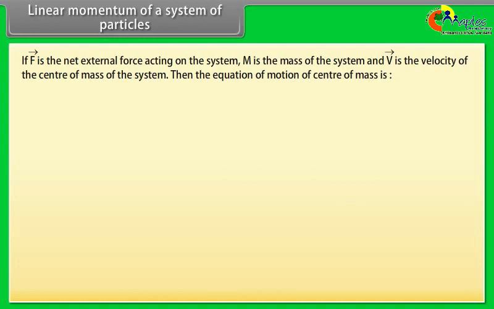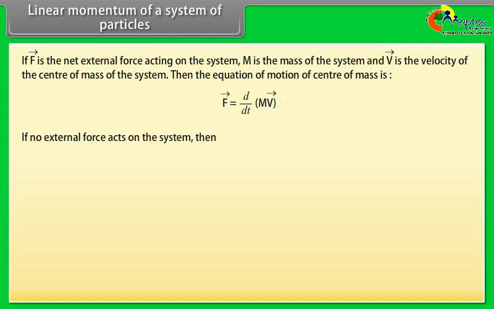Linear momentum of a system of particles. If F vector is the net external force acting on this system, m is the mass of the system and v vector is the velocity of the center of mass of the system, then the equation of motion of center of mass is F vector = d/dt of the product of m and v vector.